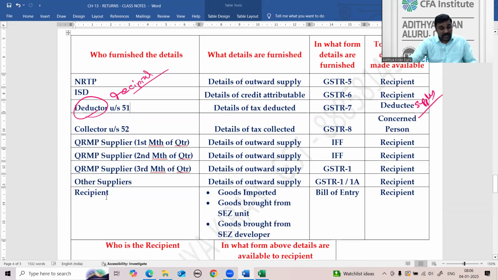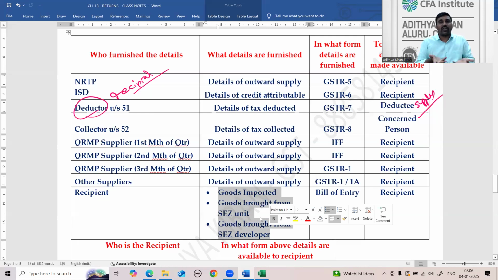Now look at this. The recipient is furnishing the data and those data are available to the recipient. So who furnishes the details? The recipient. To whom are the details made available? To the recipient only. What details? Goods imported, goods brought from such unit or goods brought from such developer. When goods are imported, the supplier in a foreign country will not file GSTR1 because GST is not applicable in that country. Therefore, the recipient in India has to file.